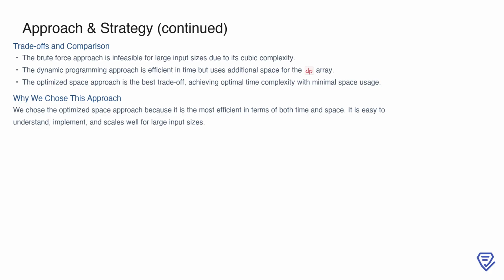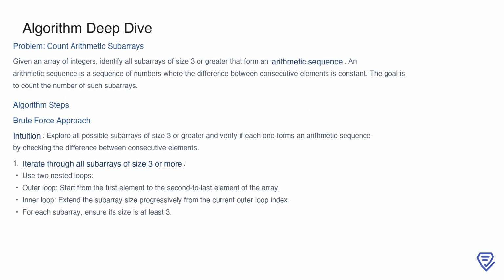We chose this approach not only for its efficiency but also for its simplicity and scalability. It is easy to implement, understand, and performs exceptionally well even for large arrays, making it the ideal solution for the problem at hand. In this problem, we need to count subarrays of size 3 or greater that form an arithmetic sequence. An arithmetic sequence is a series of numbers where the difference between consecutive elements remains constant.